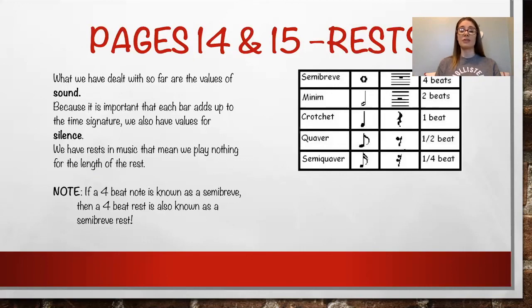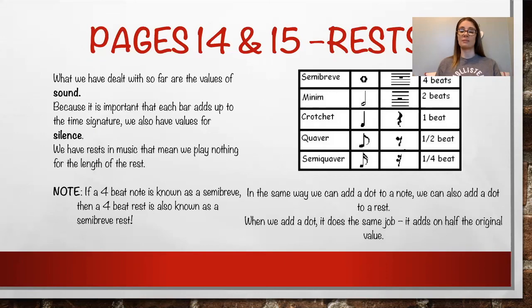There is a rest for a semi-breve, a rest for a minim, a rest for a crotchet, a rest for a quaver, and a note which we haven't looked at yet, which is half of a quaver, a quarter. There is even a rest for that one. If a 4-beat note is known as a semi-breve, then a 4-beat rest is also known as a semi-breve rest. In the same way that we can add a dot to a note, we can also add a dot to a rest. When we add a dot, it does the same job, adding on half of the original value.